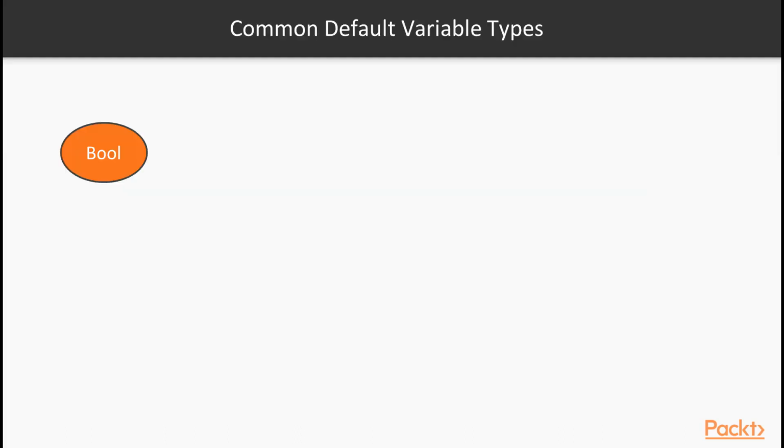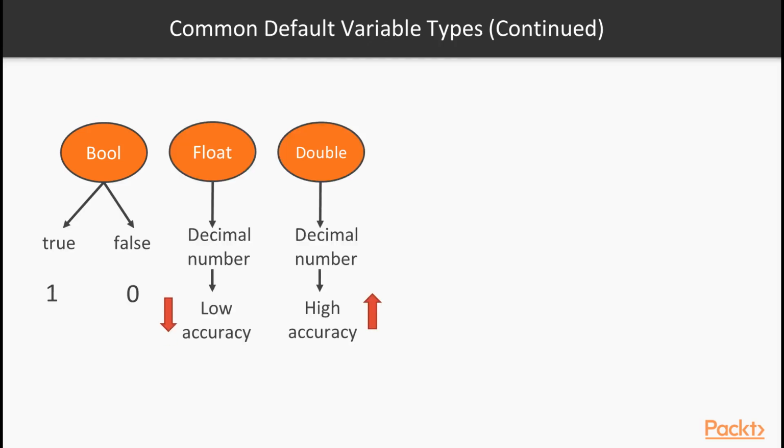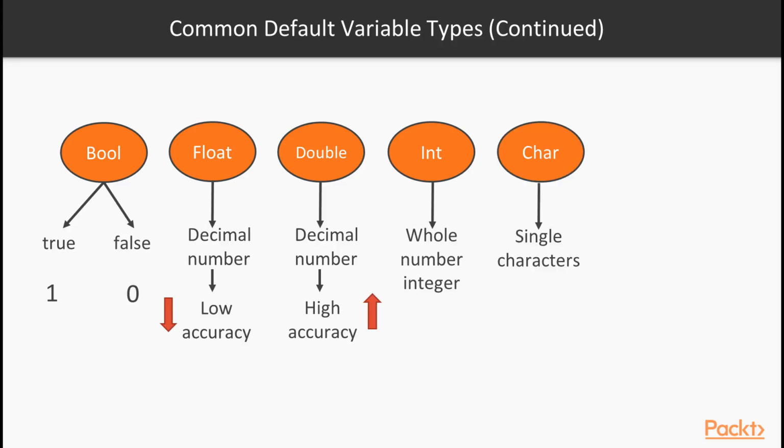Some common default variable types are bools or booleans, which are true and false variables. They can also be 1 or 0, which is 1 being true and 0 equaling false. Floats and doubles are decimal numbers with low accuracy and high accuracy, and they can both be positive or negative. Ints are whole number integers that can be positive or negative. Chars, which are single characters, can be a letter or a symbol or a number. And strings, which are a whole series of characters, can also be classified as an array of chars.